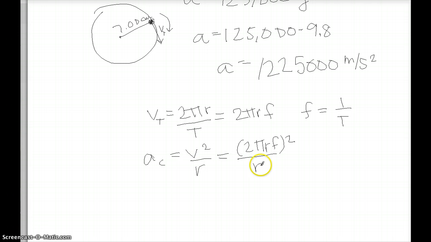We have acceleration, we have r, and now we're almost to an equation that has the two things that we do know and the one thing that we don't know, the thing that we want. So I'm going to keep simplifying this so that I isolate f. This is 4 pi squared f squared, and you're left with r on top. Solving for f gives you a divided by this whole thing.